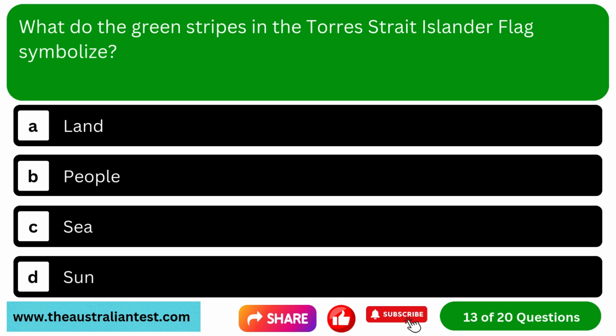Question 13. What do the green stripes in the Torres Strait Islander flag symbolize? Option A, land. Option B, people. Option C, sea. Option D, sun.